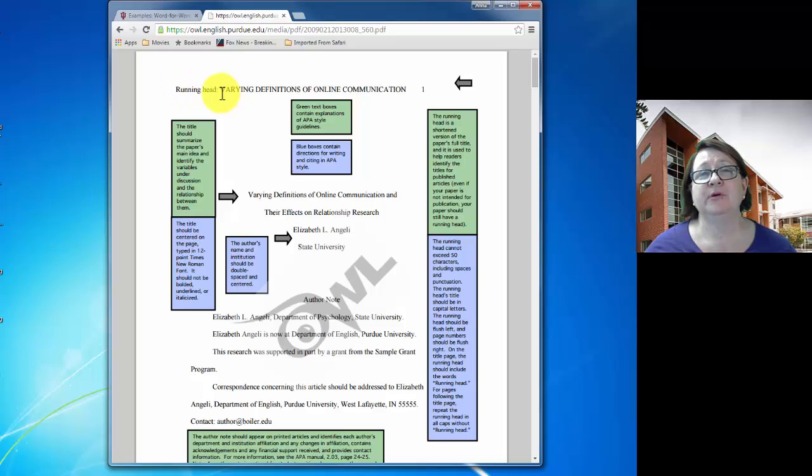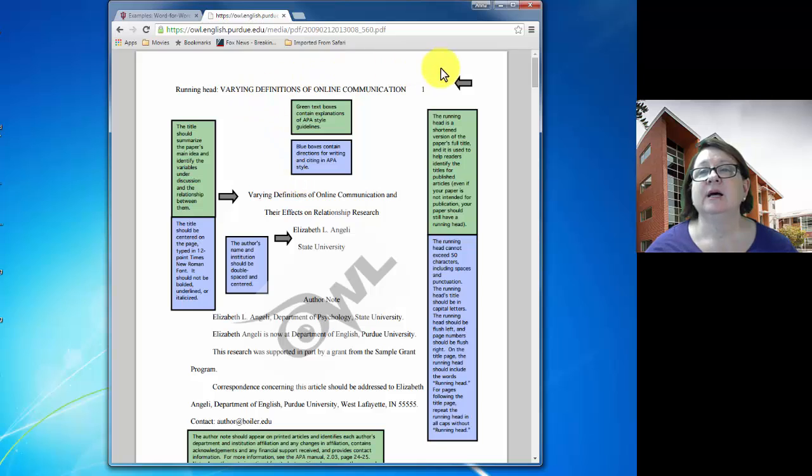I don't know why. Both MLA and APA have this thing. The convention is it says running head, and then you have the title of the paper, and that's in all caps. So if you look at this, the green text boxes give you explanations, and the blue text boxes contain directions. So that's how they've broken it down.